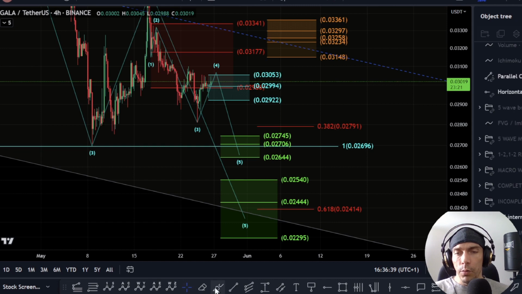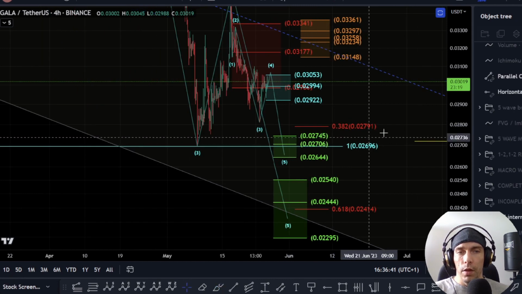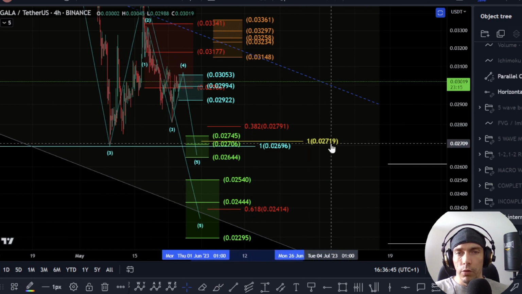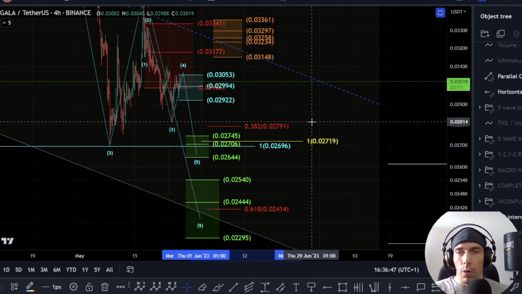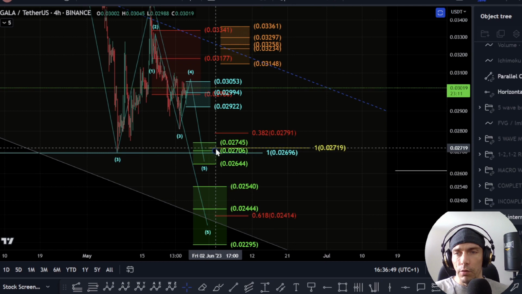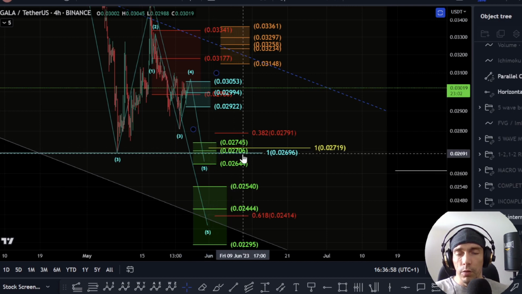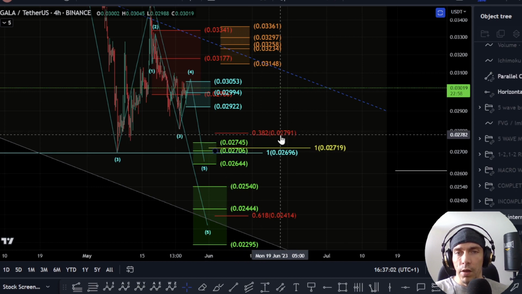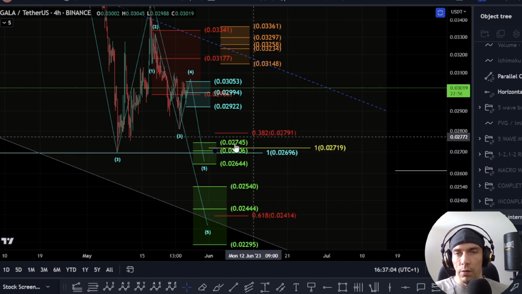So if it falls short, we have two zones here that I'm looking at. The 1 to 1 of the wave 1, which is also sitting here towards the 0.2719. So this could be a potentially interesting level, which could form us a double bottom within this area. There's a little bit of confluence within here between this 0.2706, this 0.2719, and then slightly higher up here we do have this 0.2791 as a 0.382.